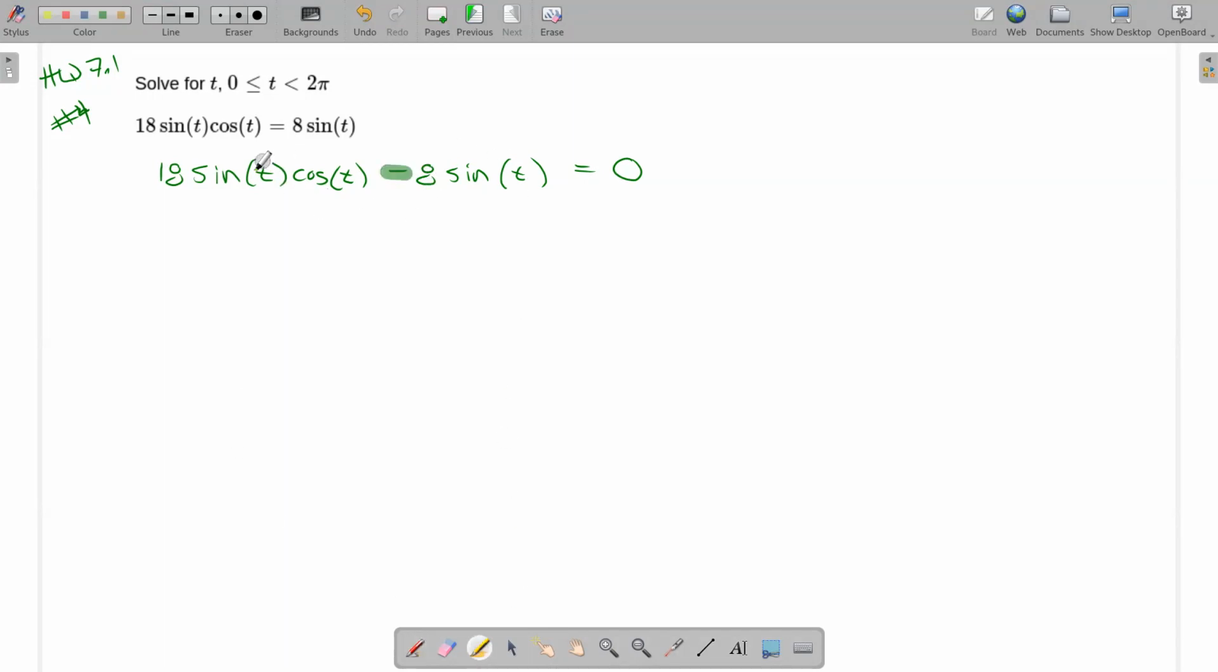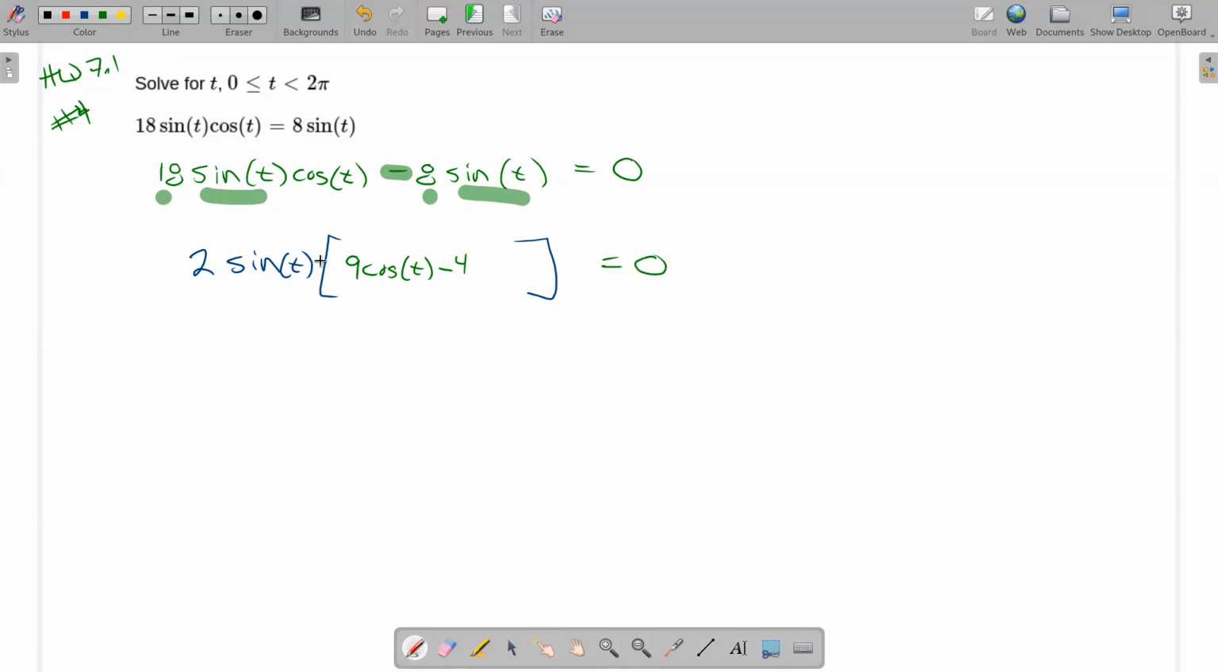On each side of that subtraction, I have a sine. Also, these two numbers are even. So I could factor out a 2, and I can factor out a sine of t. And then I want to see what's left behind. So 2 goes into 18. That's going to leave me a 9. I took the sine, so that leaves a cosine. Minus 2 goes into 8. There should be a 4 left behind, and I took the sine, so that's it.